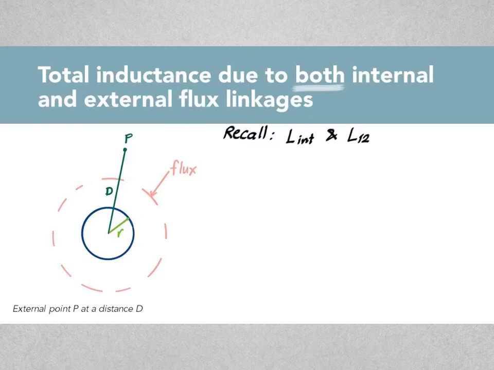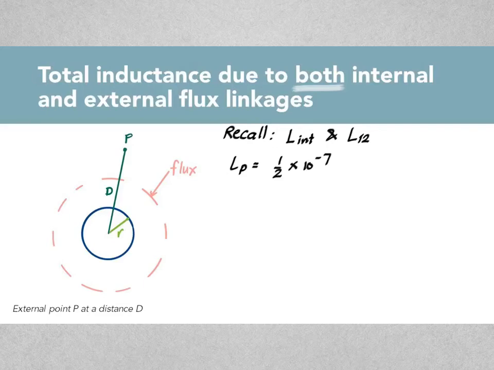The external point P is at a distance D from the center of the conductor. So two flux linkages are considered here: the one brought upon by P, and the other one is the self flux, which is inside the conductor itself. Now, recalling your L_int and L12, the total inductance L_P here is, what is L_int?